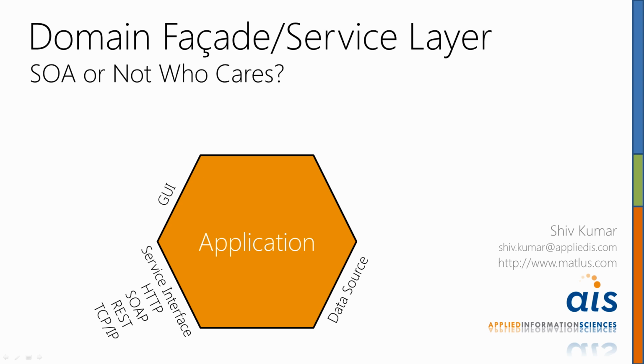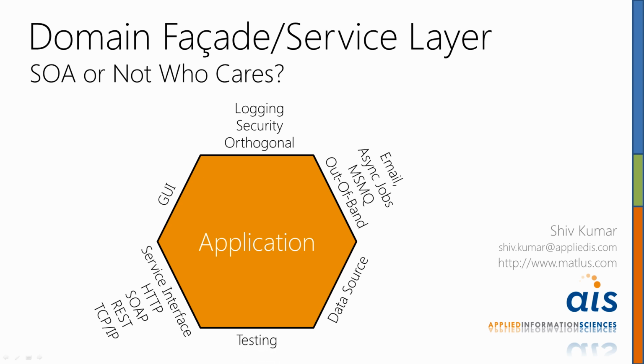So there's a service interface layer that is talking HTTP or SOAP, REST, TCP, stuff like that. There's a surface that is talking to some out-of-band processes, such as MSMQ, a messaging service, or an email service, something that's typically and hopefully asynchronous in nature, notifications and things of that nature that are happening in your system. There's a surface that is addressing the cross-cutting concerns such as logging and security. And of course, there's a surface that has to address the testing or testability of your application and its components.